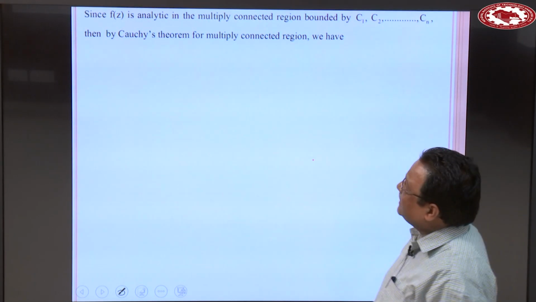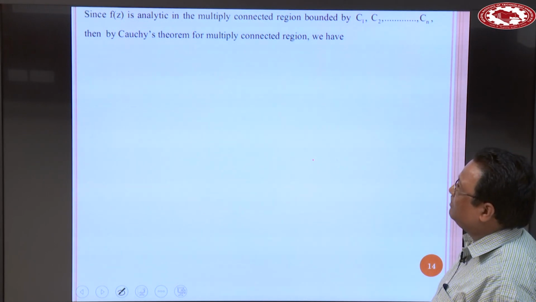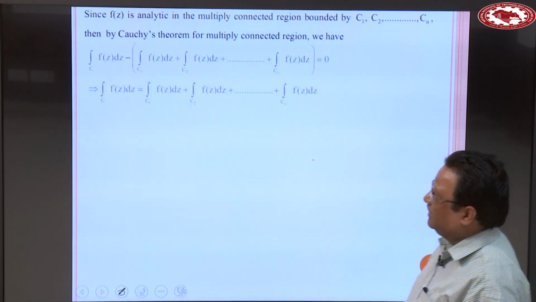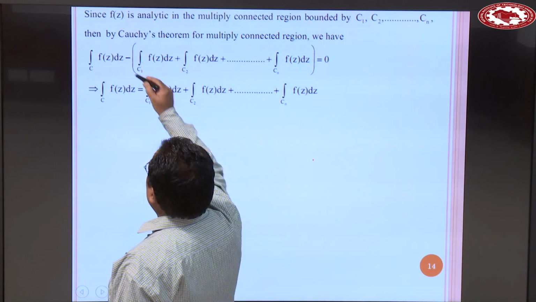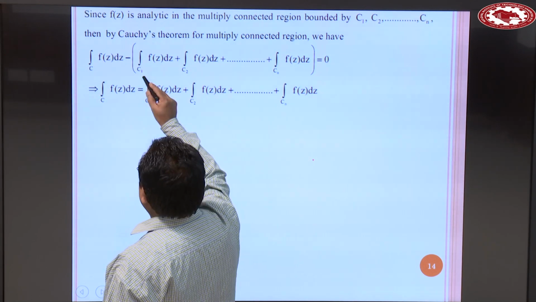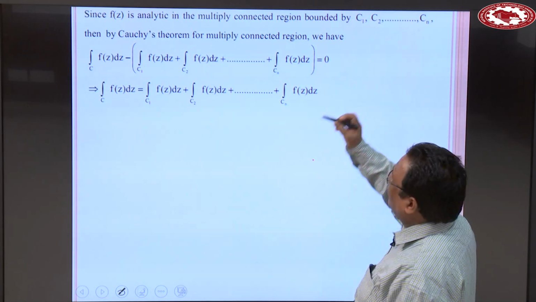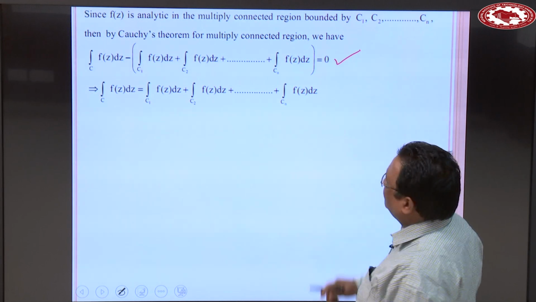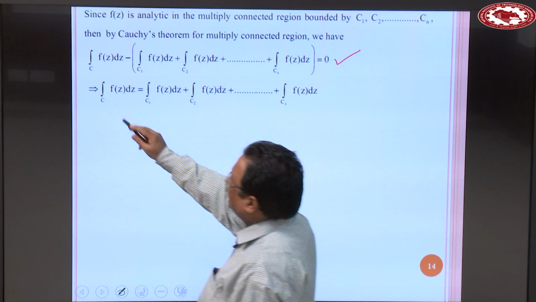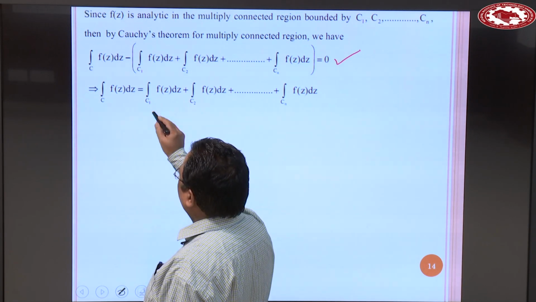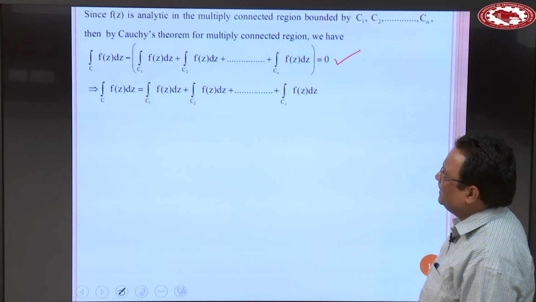Okay. So since f(z) is analytic in a multiply connected region bounded by C1, C2, Cn, then by Cauchy theorem for multiply connected region we have the integral over C of f(z) dz minus the integrals over C1, over C2, over Cn is equal to 0. So by using Cauchy theorem, this result is equal to 0, and this means the integral over C of f(z) dz is equal to the integral over C1 of f(z) dz plus the integral over C2 of f(z) dz and so on plus the integral over Cn of f(z) dz, right?